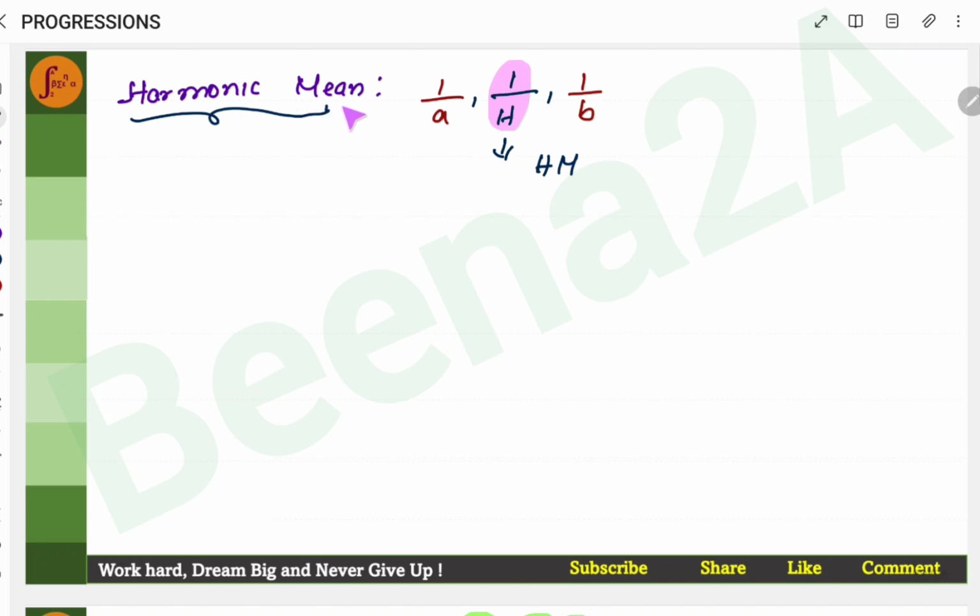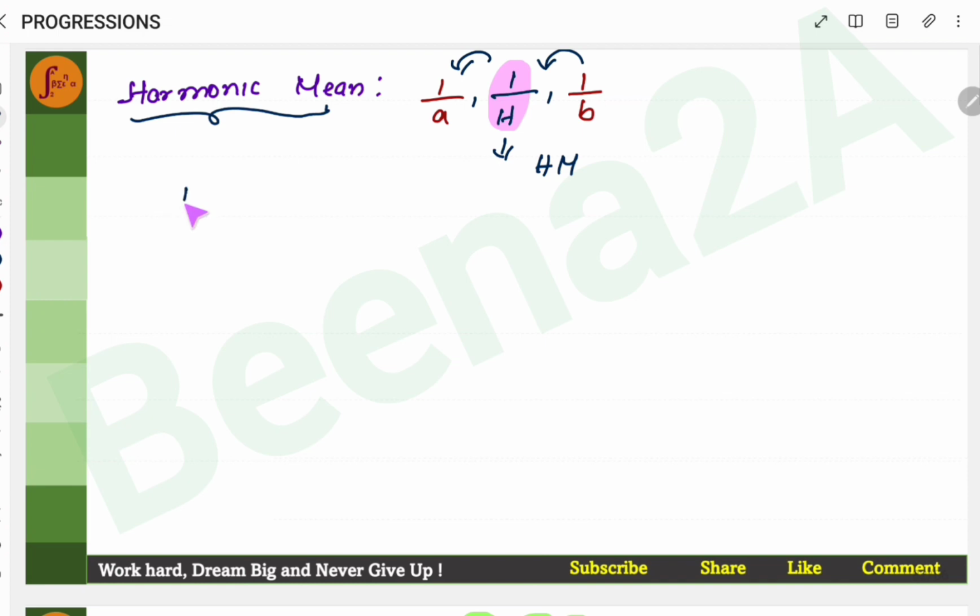Now, what is the harmonic mean? The harmonic mean is nothing but the term between 1 by a and 1 by b, right? The term between 1 by a and 1 by b becomes the harmonic mean. So we can call it 1 by H. 1 by H is the harmonic mean between 1 by a and 1 by b. Now how do we find this? We know that in harmonic mean, the difference between the second term and the first term is the same as the difference between the third term and the second term, similar to an arithmetic progression.